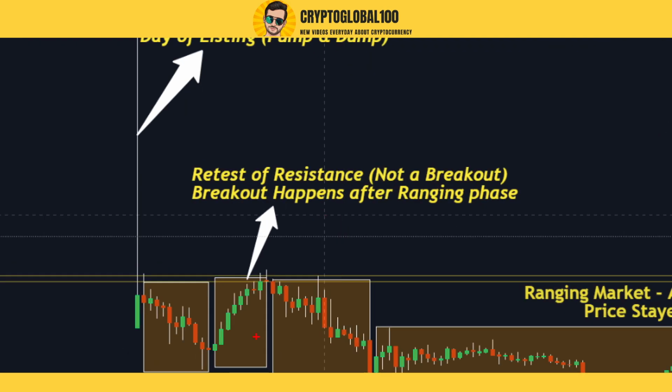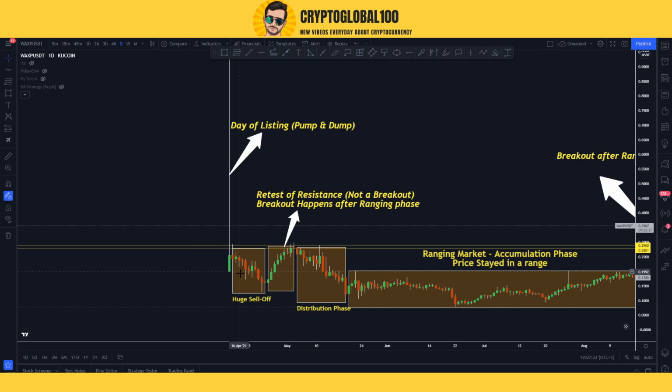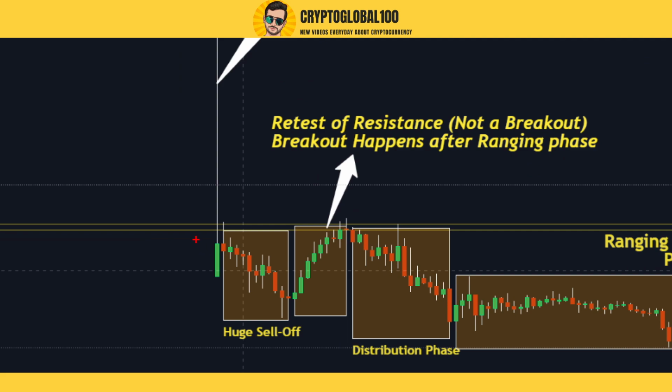What happened afterwards? You can see that this was the third phase of the Waxp, and the price retested the level here. You can see this was the base from where the candle was started. On the day of listing the candle opened here, closed here, went up, and then again came down to close here. So in this third phase the price tested the swing, the initial phase, the day of listing closing body.